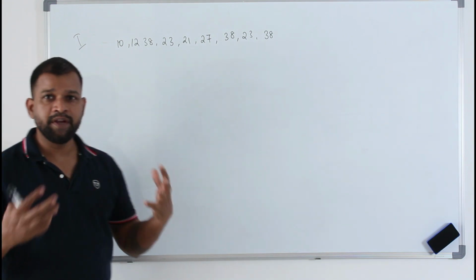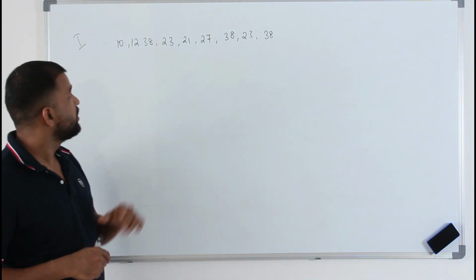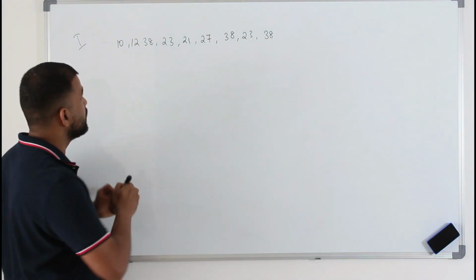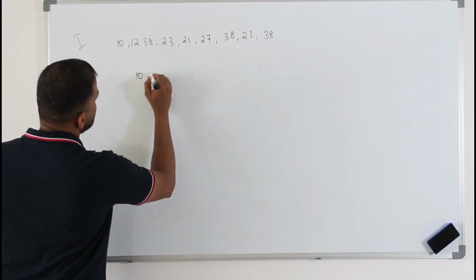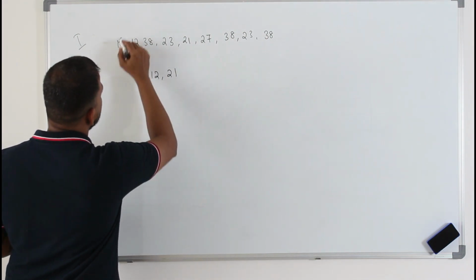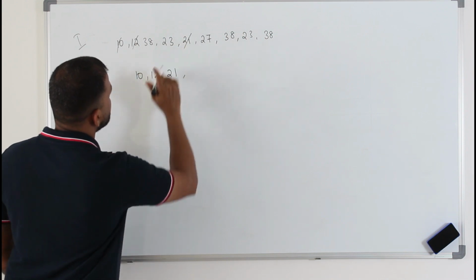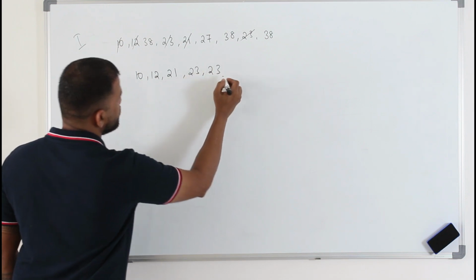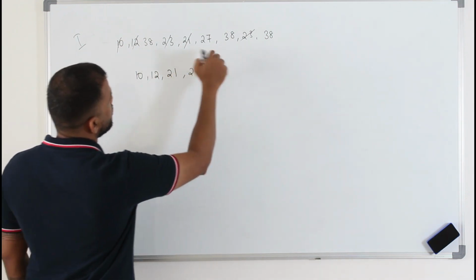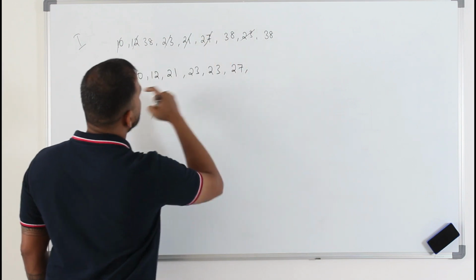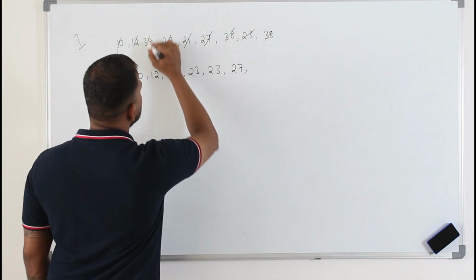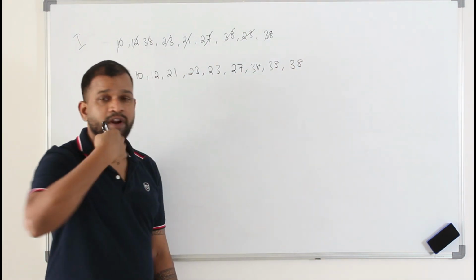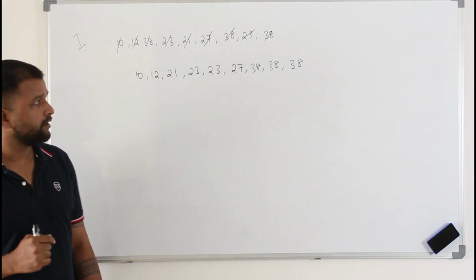To find the mean, median, mode, and lower and upper quartile here, first you need to write this bunch of numbers in ascending or descending order. That's what I'm going to do first. Write 10, 12, 21, and then 23, 23, 23 appears twice, and then 27, 38, 38, 38. That's the first step. You write the numbers in ascending or descending order.